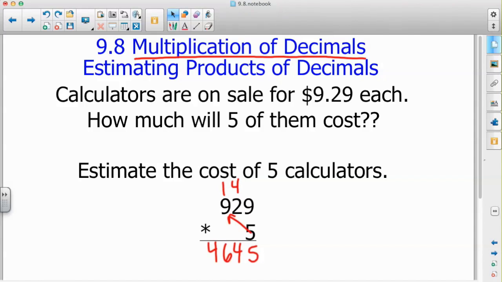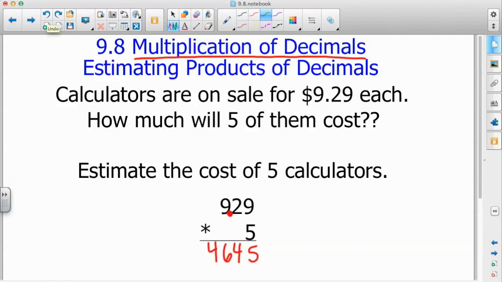So my final answer is 4,645. But we need to pay special attention. Remember, here I'm multiplying 929, and that's not how much my calculators cost. My calculators were in fact $9.29. So it's important, we have to do something here with a decimal.